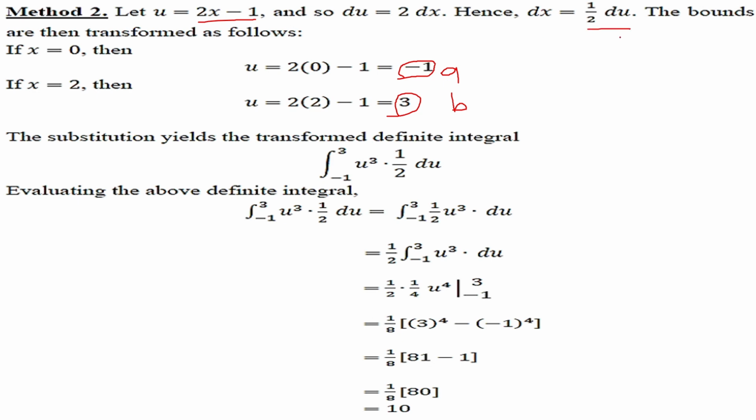So as you can see here, we have dx as 1/2 du. That is what we will use, because the given earlier is du equals 2 dx. So how do we do it? We divide by 2 to get dx. So it will be 1/2 du equals dx. So, it will be like this one. Okay? So, now, let's proceed.